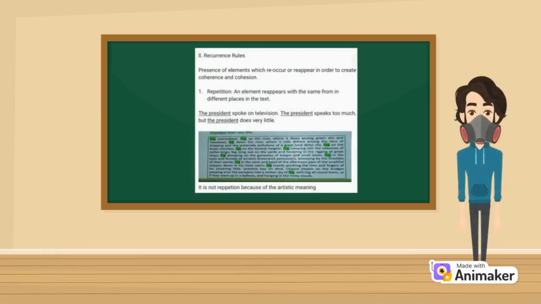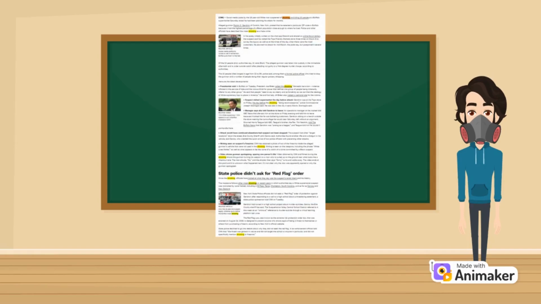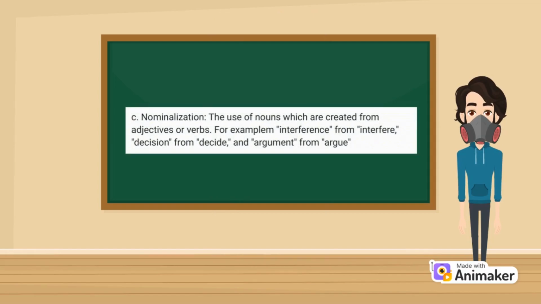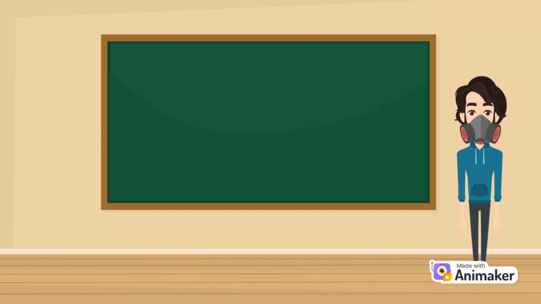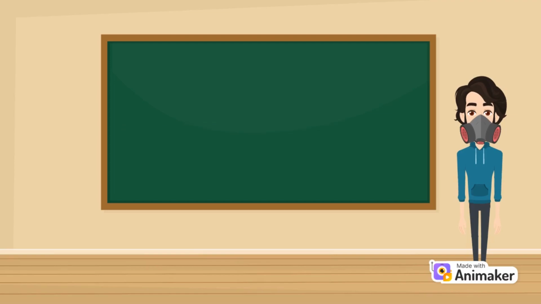Repetition, an element that reappears with the same form in different places in the text. In this article, we have the word shooting repeated exactly 10 times through multiple paragraphs. Nominalization, a noun is used which is created from adjectives or verbs. In this example, we have the last paragraph of the new developments, and it mentions the verb shooting first, and after that the noun shooter is used.